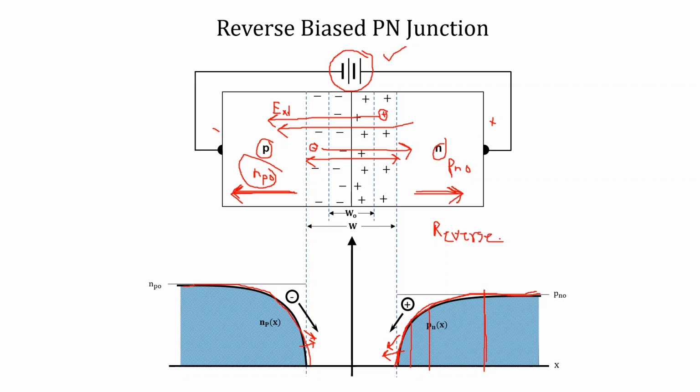So reverse saturation current will flow, and you are already familiar with this current, as you already know the characteristics of a PN junction diode: on the forward side it shows the exponential curve, and in the reverse bias condition a small leakage current flows, and then at some value of reverse bias voltage breakdown occurs.